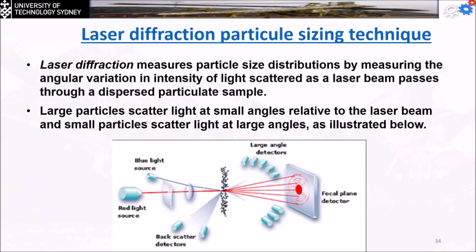So laser diffraction measures the particle size distribution by simply measuring the angular variations and the intensity of the light scattered as the laser beam passes through the dispersed particle sample. The large particles scatter light at small angles relative to the laser beam, and the small particles scatter light at large angles, as illustrated below. So it's simply sending the light. We're going to have a reflection from the material, depending on the size of the particle. The smaller the scatter angle, the bigger the particle. The bigger the scatter angle, the smaller the particle.